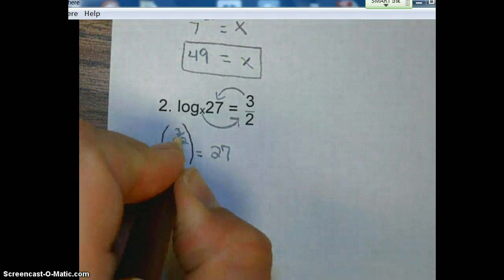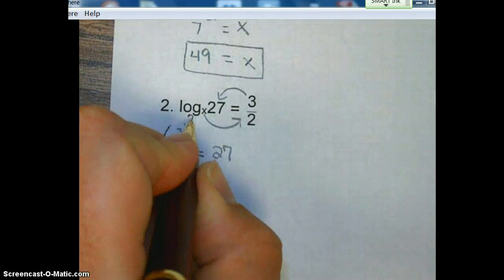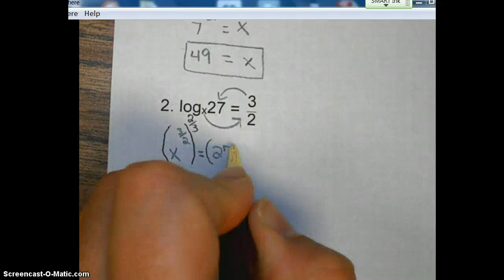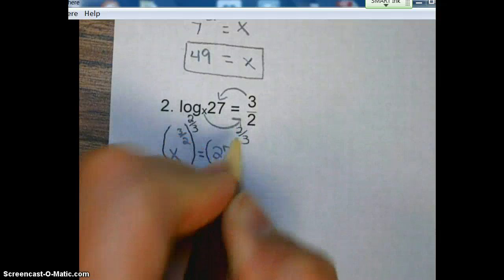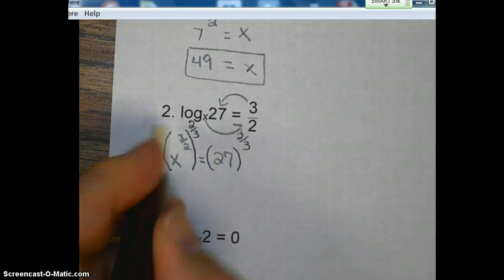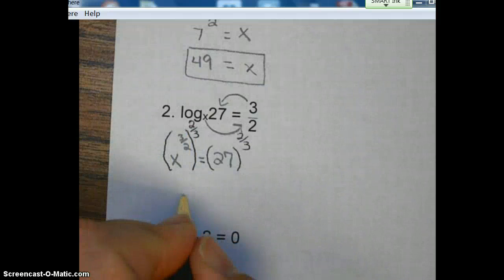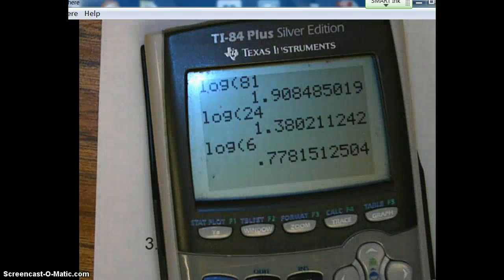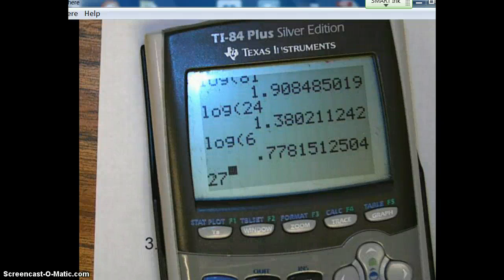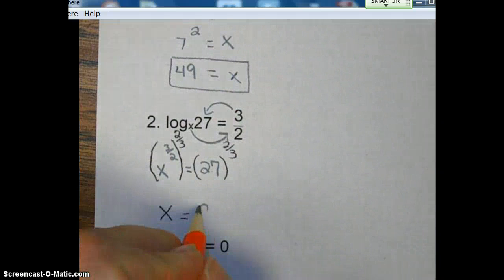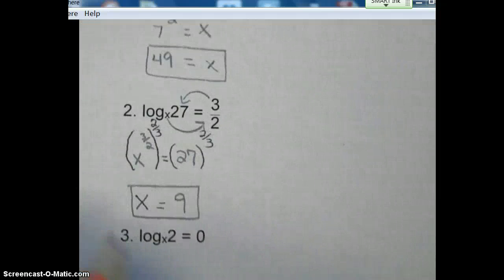So to cancel out our 3/2 exponent, we're going to raise that to 2/3. And if you raise one side to 2/3, you have to do the same thing to the other side. Remember the rule, exponent to exponent means to multiply. So 3/2 times 2/3 is 1. Now we have 27 to the 2/3 power, and the answer is 9. X equals 9.